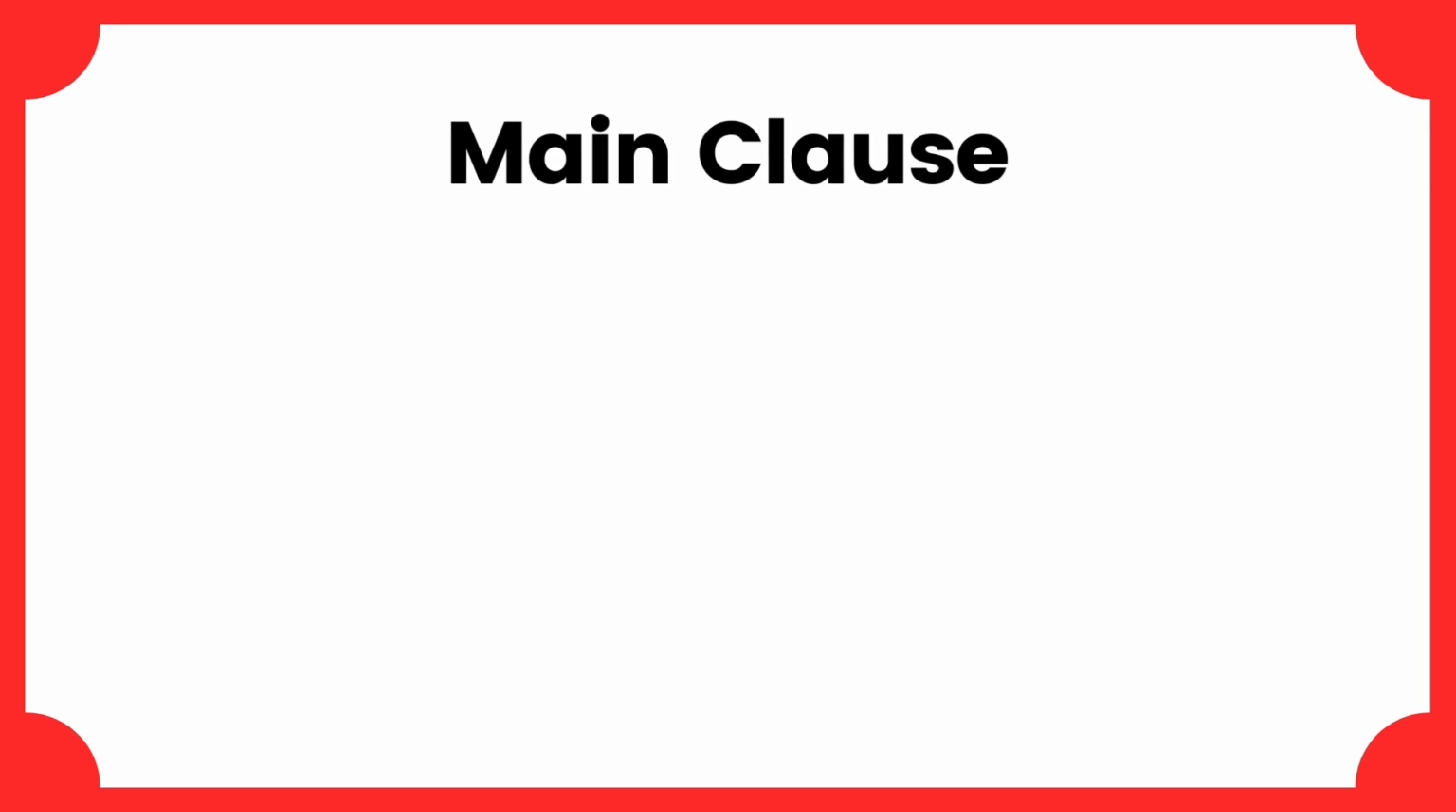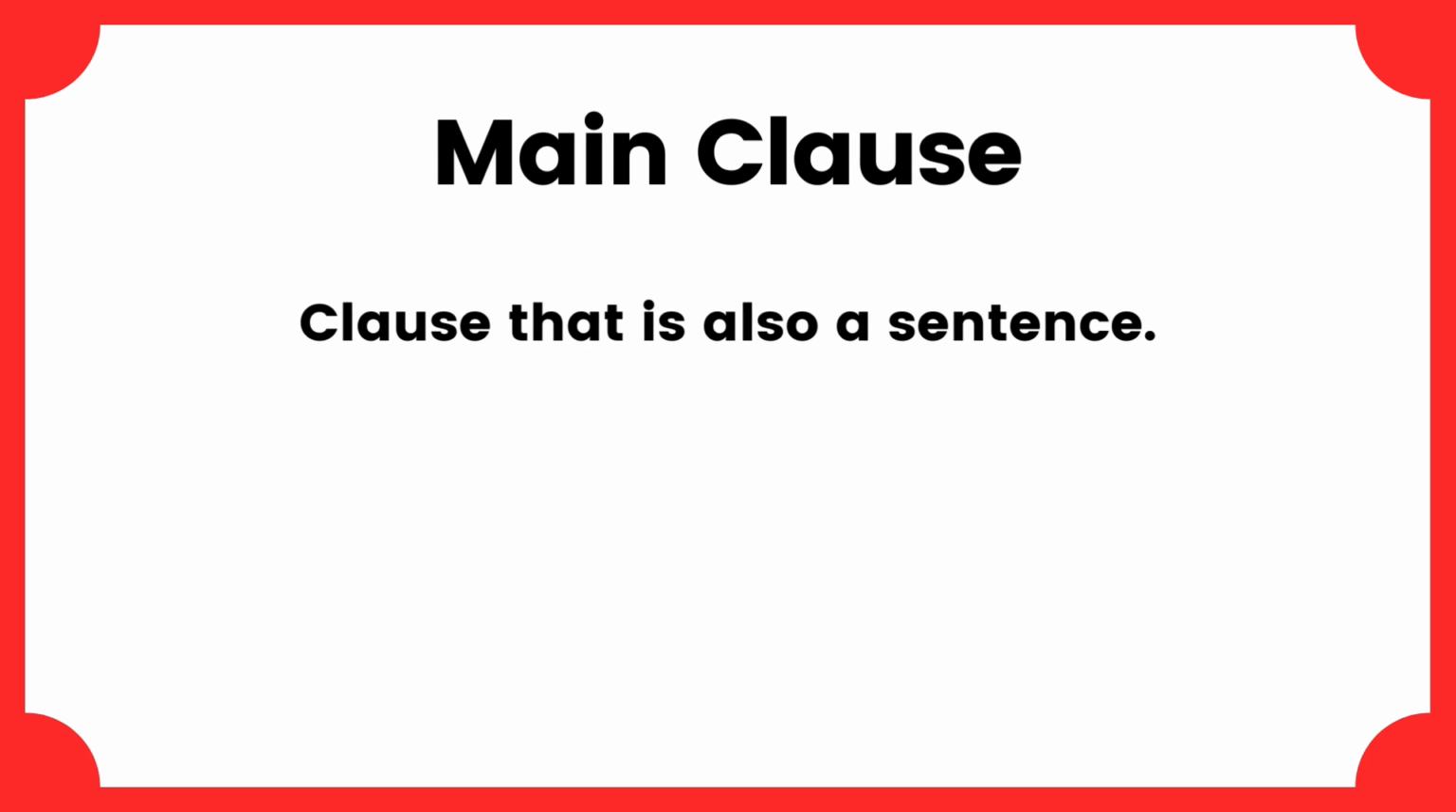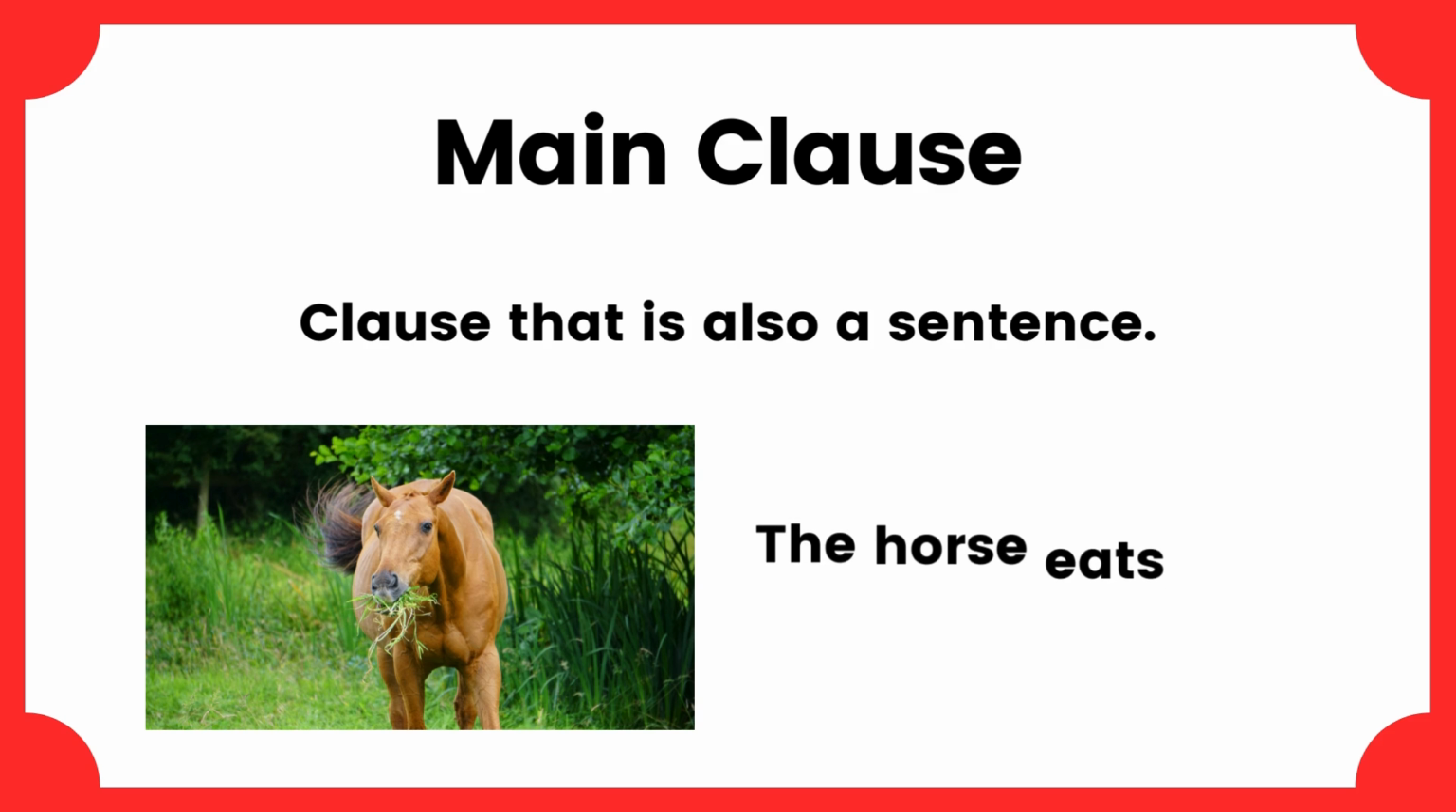A main clause is the meat of our sentence. It is the substance. It is a clause that forms a complete sentence on its own. It makes sense by itself. For example, "the horse eats grass."